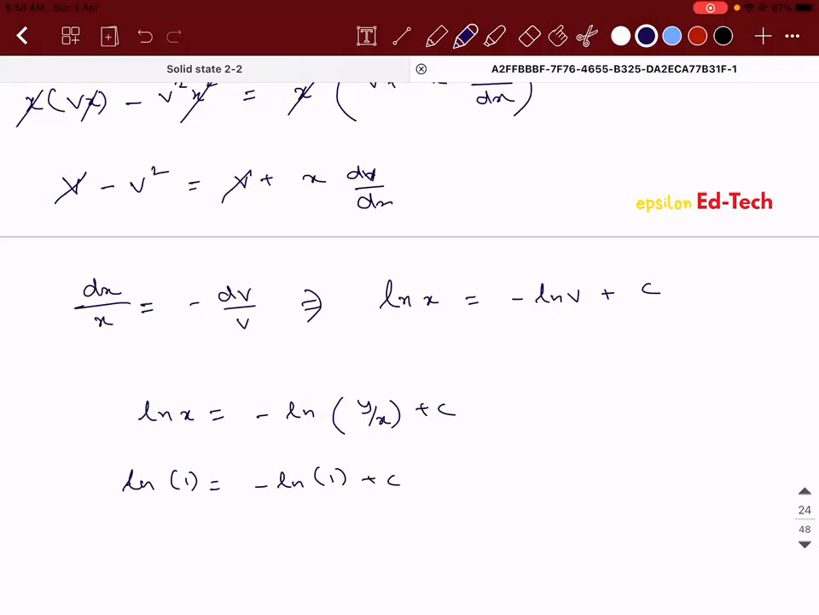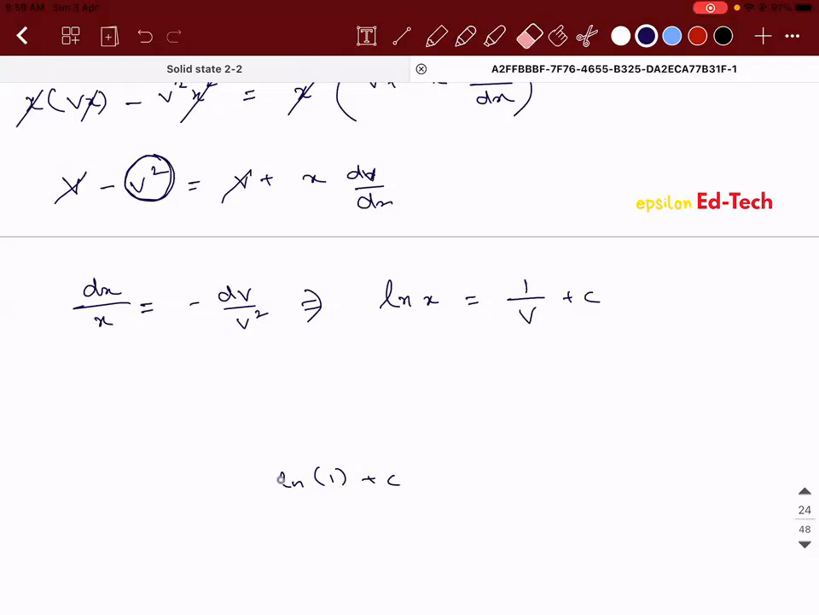Oh, sorry, there is a mistake here. There's v square, right? Sorry, I skipped a step. So 1 by v square. Then what is the integral of minus 1 by v square? It is 1 by v plus c. Okay. So ln x is equal to x by y plus c, which implies ln 1 is equal to 1 plus c.